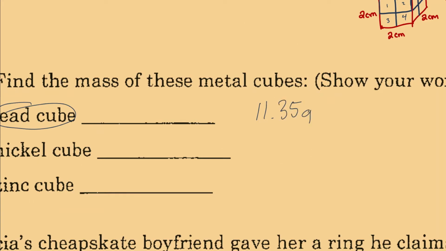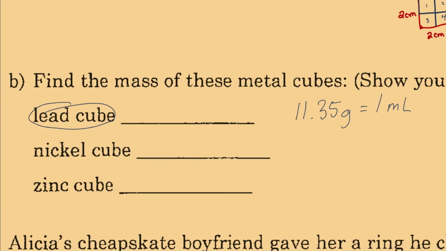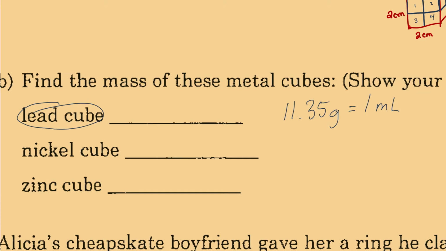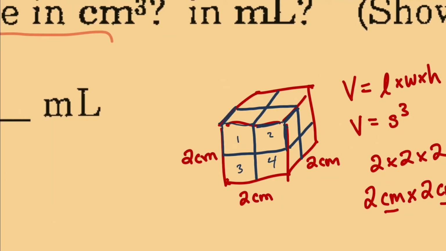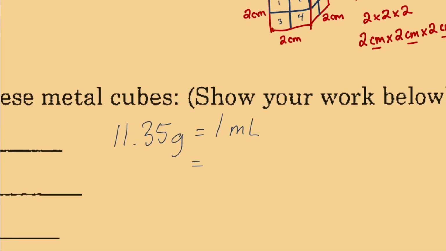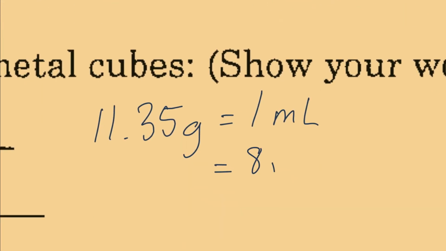11.35 grams for every 1 milliliter, which means 11.35 grams is 1 milliliter. Yes? Well, how many milliliters is our cube? It's not 1, right? It's 8. 1, 2, 3, 4, 5, 6, 7, 8. So I'm going to do what we did up at the top of this page. I'm going to put 8 here. And now I need to ask myself, what number of grams goes with 8 milliliters?